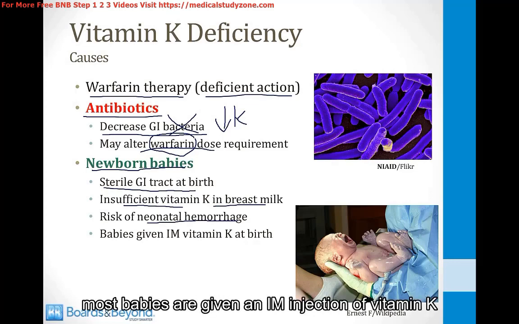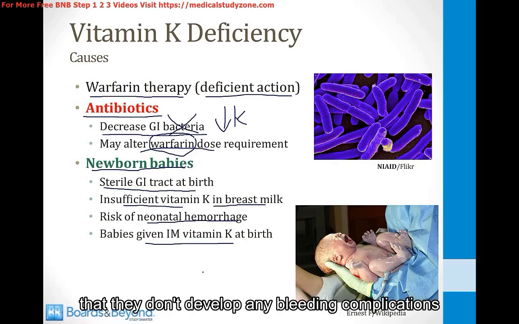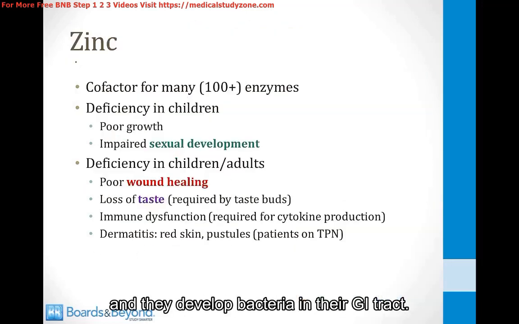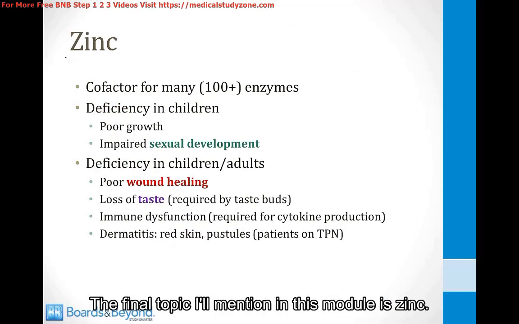And for this reason, most babies are given an IM injection of vitamin K at birth to make sure that they don't develop any bleeding complications until a few weeks go by and they develop bacteria in their GI tract. The final topic I'll mention in this module is zinc.